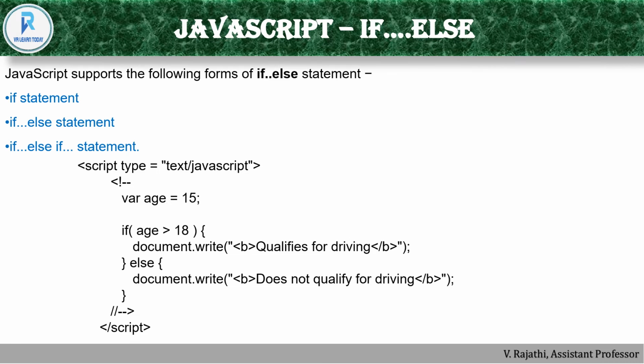In if else, we are dividing into simple if and if else statements. This is one example. We first declare the variable var age equal to 15, and we check whether the age is above 18 or not. If age is greater than 18 and it's true, the true block will be executed, or else the else block will be executed. This is the example of the if statement.